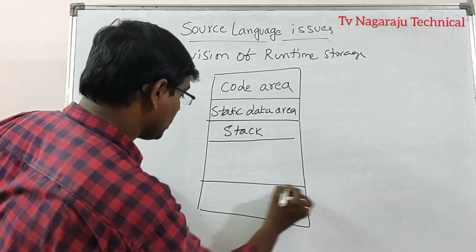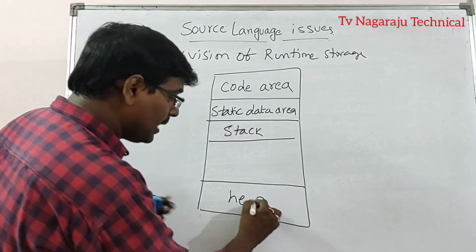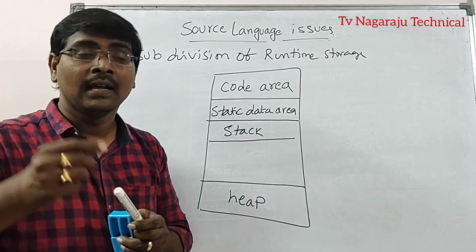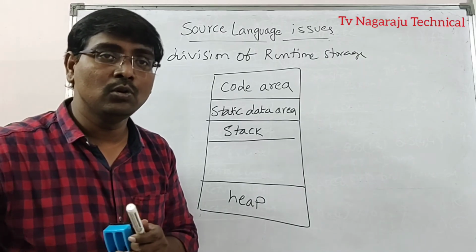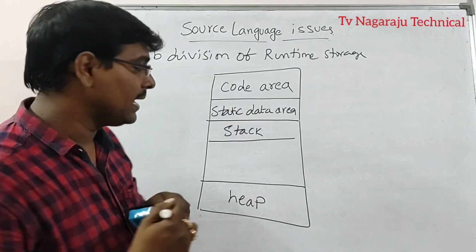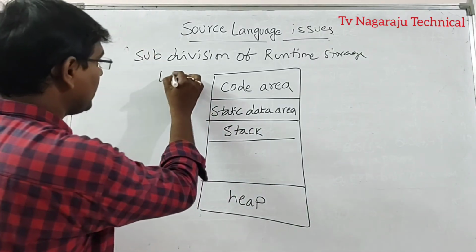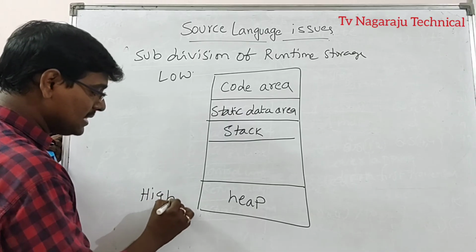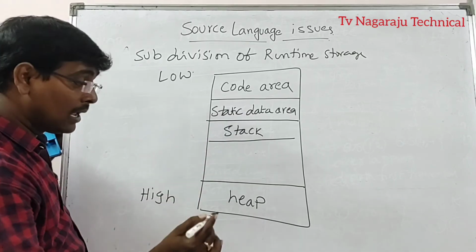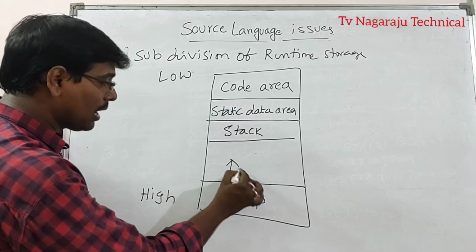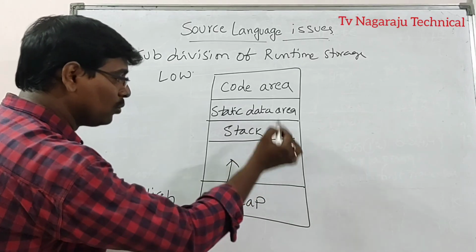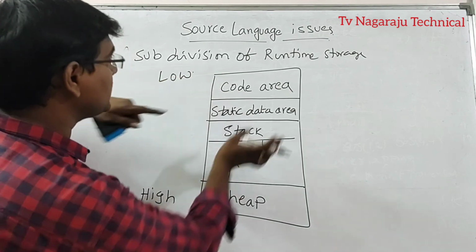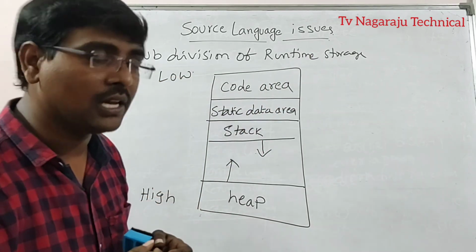And the last one is heap. Heap is dynamic memory allocation. That is, the heap is used to store the dynamic data objects. Generally, this is called low address space. This is high address space. Now, the heap moves from high to low, and the stack moves from low to high. These are the four divisions of the runtime storage area.